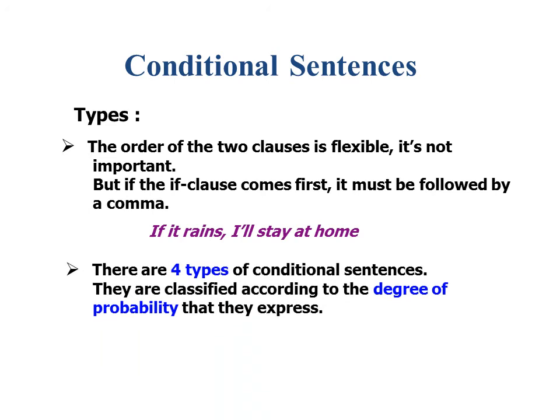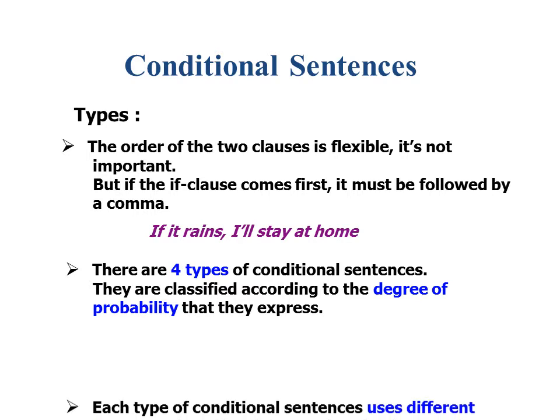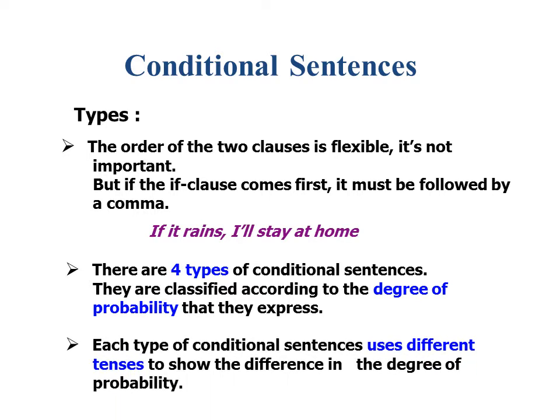There are 4 types of conditional sentence. They're classified according to the degree of probability that they express. Each type of conditional sentence uses different tenses to show the difference in the degree of probability.